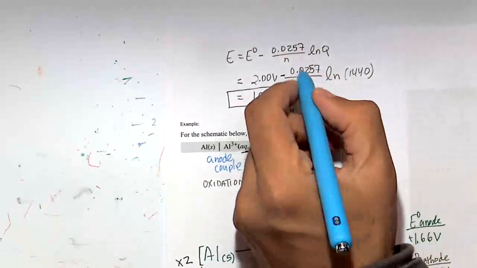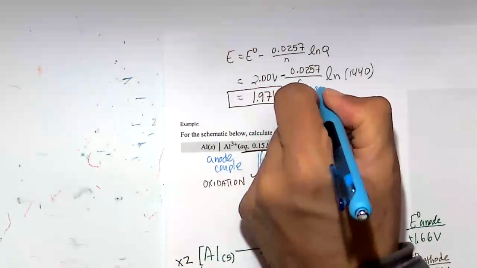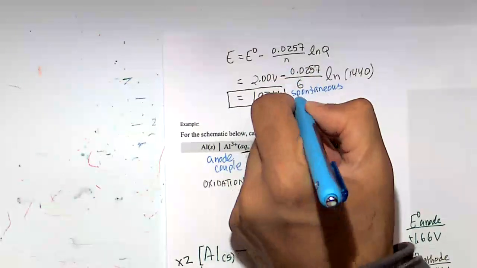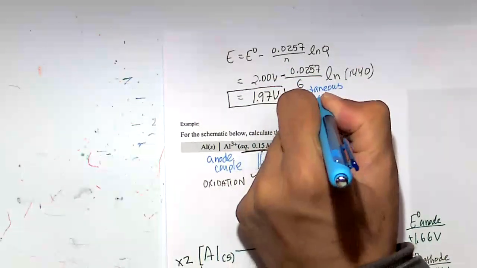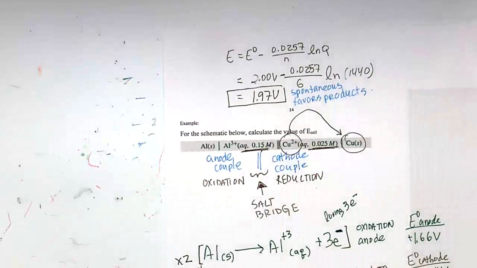It favors the products. This is the opposite from the previous problem: this problem is spontaneous and it favors the products. 1.97 volts. So Nernst equation, non-standard state. You can expect a couple of those problems on this exam that's coming up.